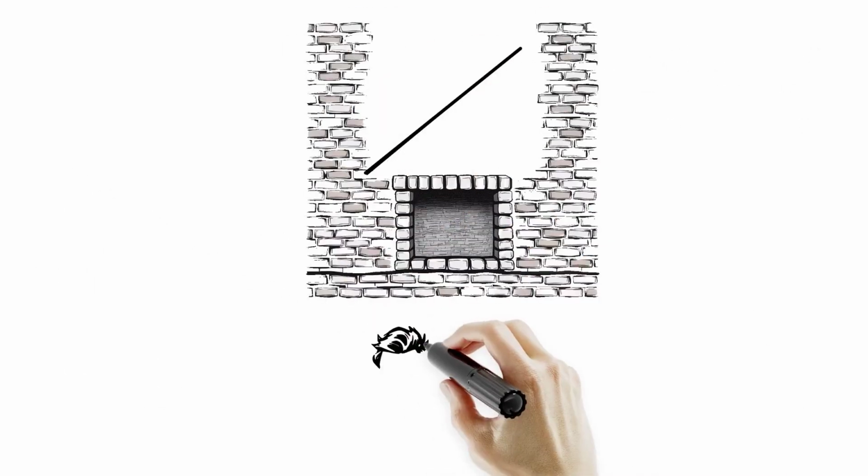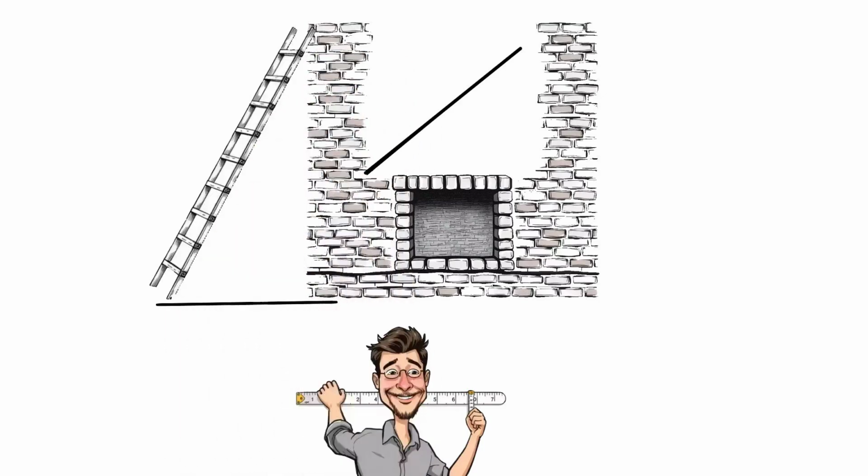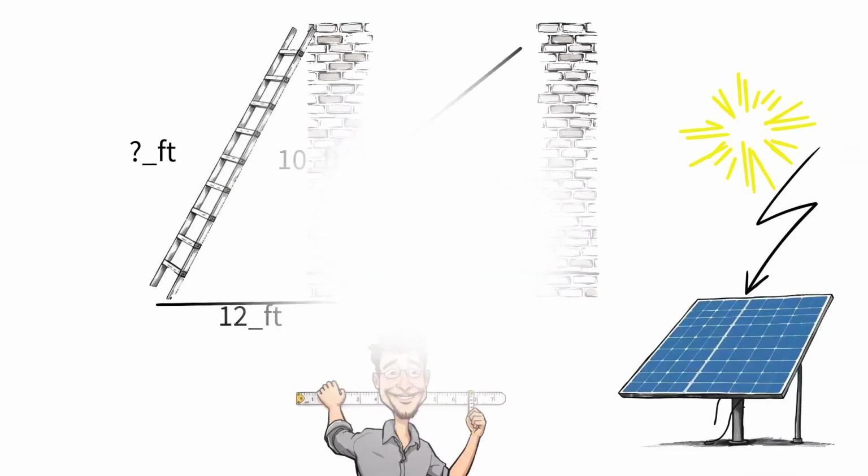We use the Pythagorean theorem in everyday life. Engineers, architects, and electricians use it to calculate distances, design buildings, and even set up solar panels accurately.